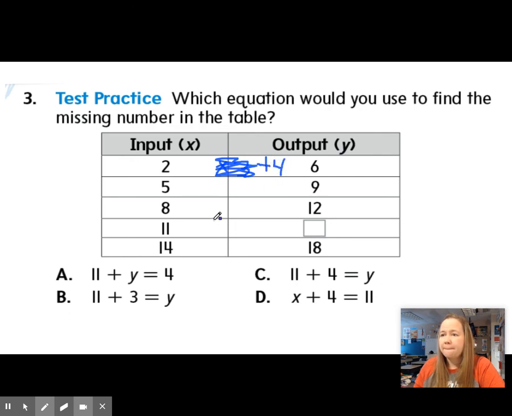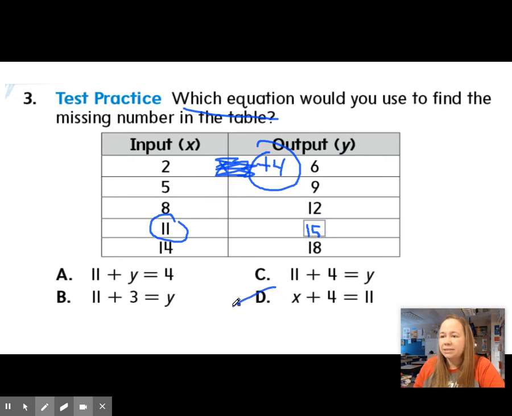So let's see. 5 plus 4 equals 9. Yes, okay, that's better. 8 plus 4 equals 12. 11 plus 4 would be 15. Okay, but what they want is, which equation would you use to find the missing number? So we need the numbers 11 and plus 4 somewhere in our equation. So 11 is the x number.